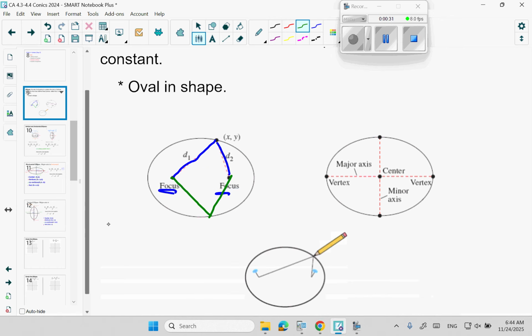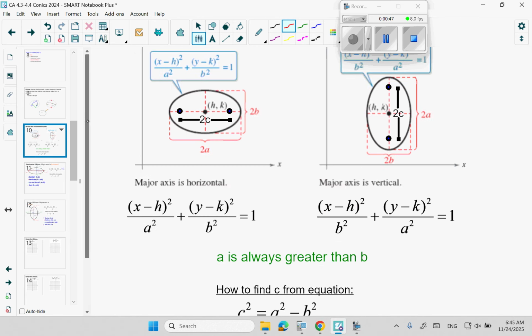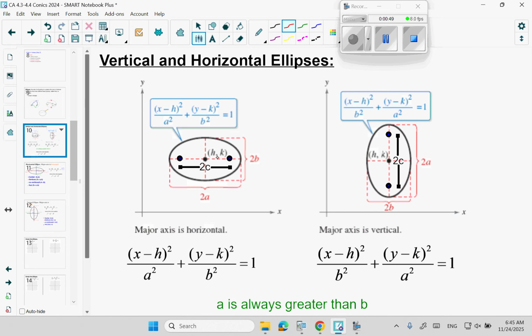So we get a couple key points. We have the center. We have a major axis and the vertices on each of those. We also get a secondary minor axis, and these coordinates right here as well, we'll talk about in a bit. So the coordinates, our foci are always C units away from the center. So from foci to foci, we get a distance of 2C.